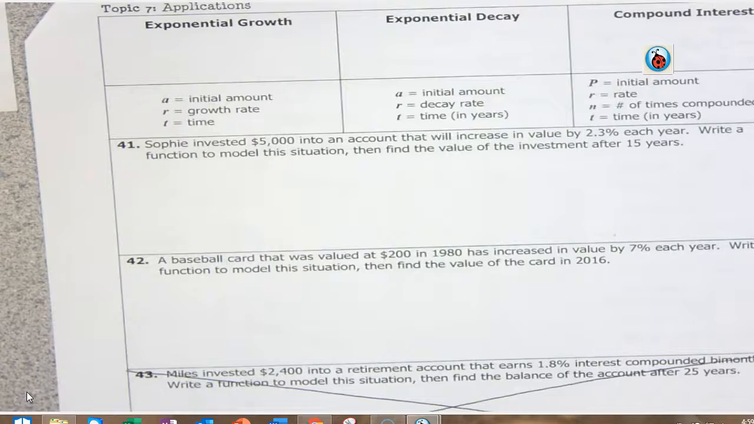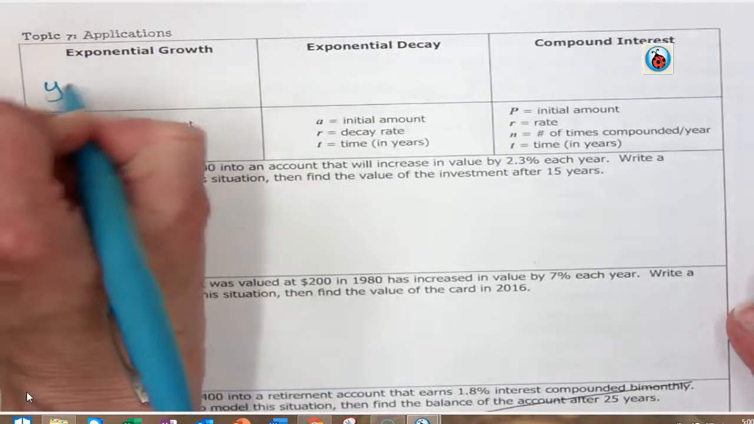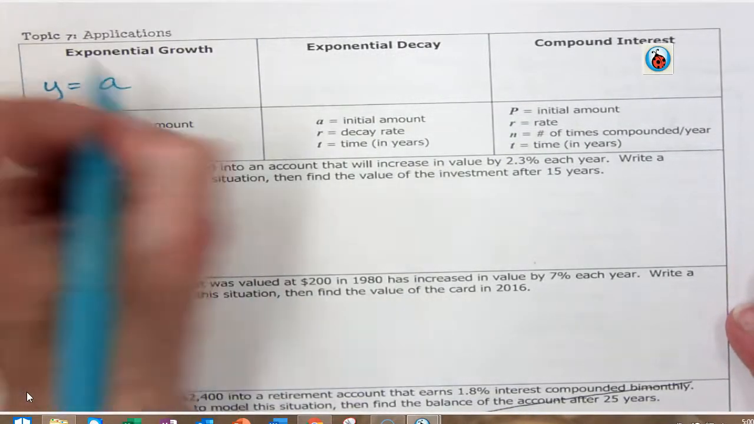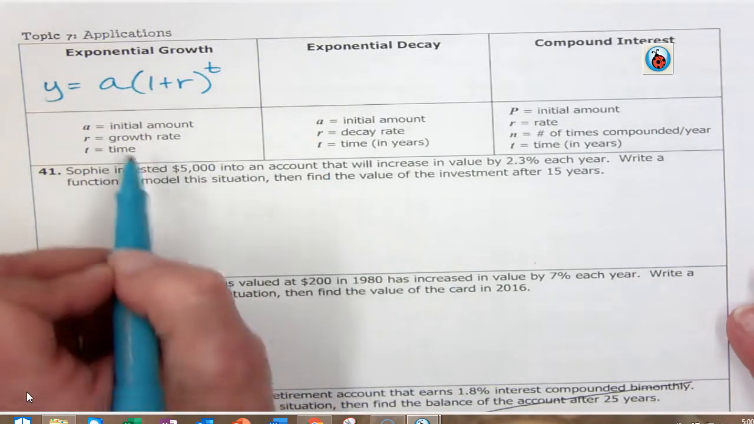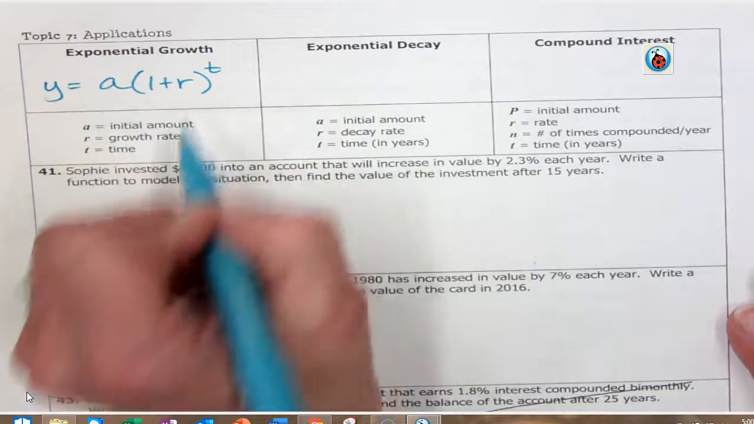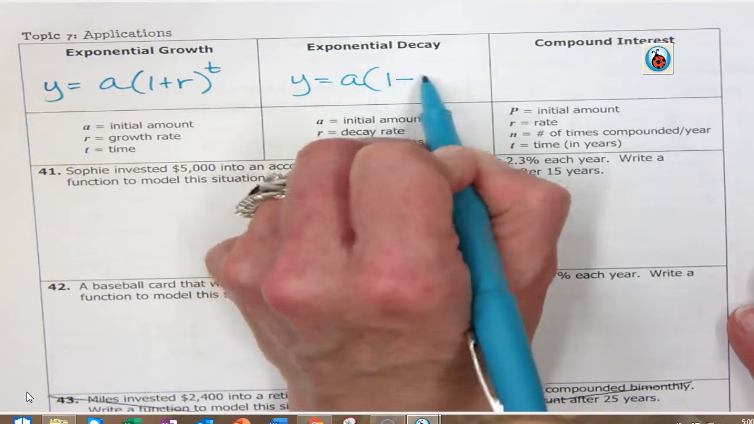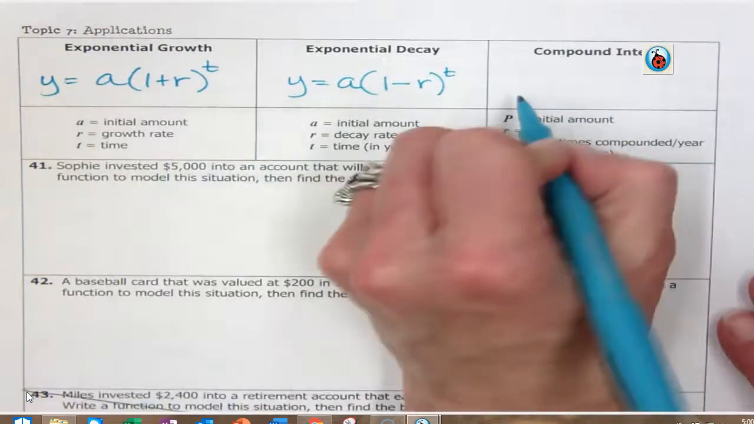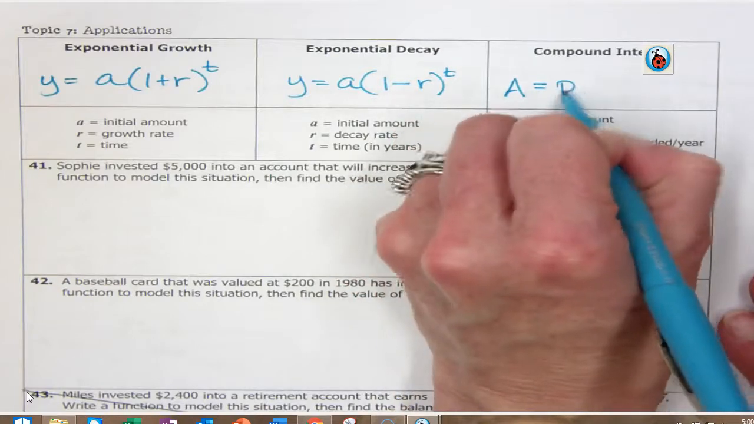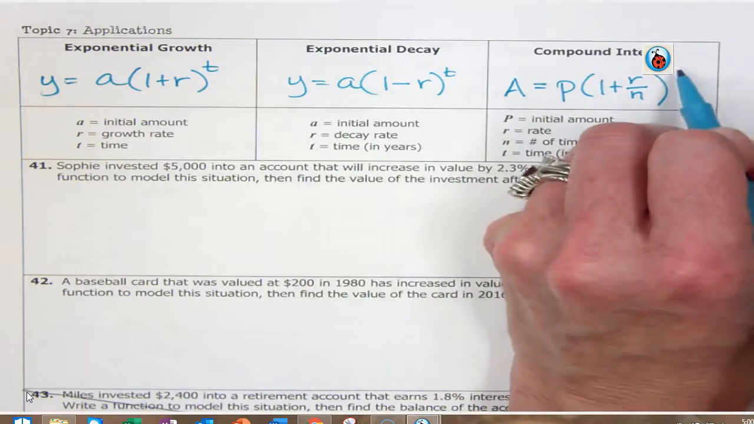The last little bit, just keep in mind that your exponential growth formula is y equals A, which is your initial amount, times 1 plus the rate to the t. This is your growth rate, because remember the b has to be bigger than 1. Your decay rate, you're going to subtract the rate because it has to be less than 1. And compound interest: your principal, 1 plus your rate divided by the number of times it's compounded.